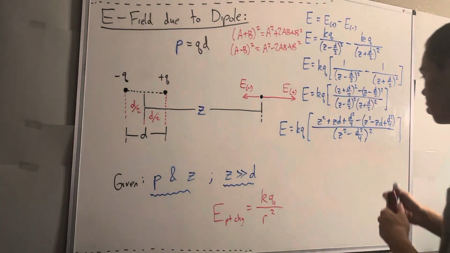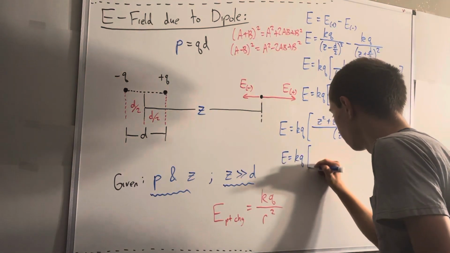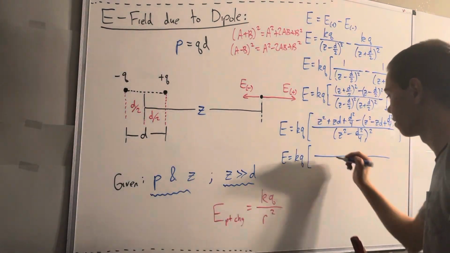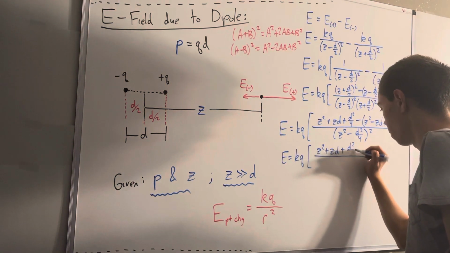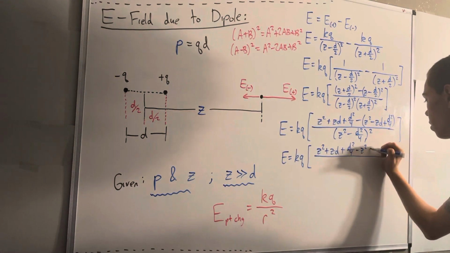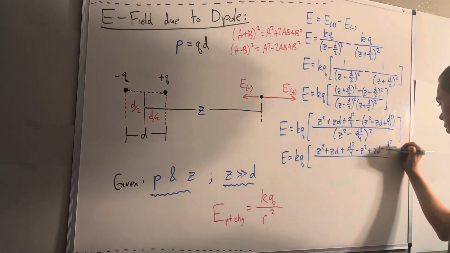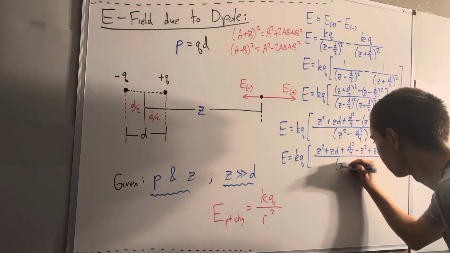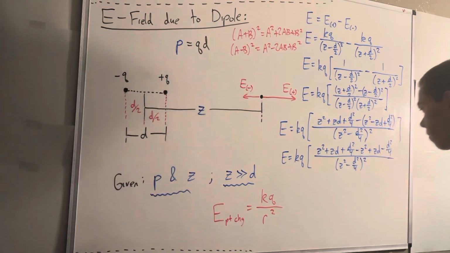All right, continuing to expand this out because we got to keep going. So kq, basically here's what we're going to get. We still have z squared plus zd plus d squared over 4. And distributing the negative sign, we get minus z squared plus zd, then minus d squared over 4. So that's what we get in the numerator, and we still have what we have in the denominator, z squared minus d squared over 4, squared.